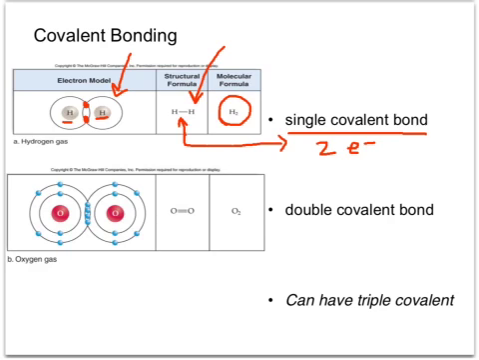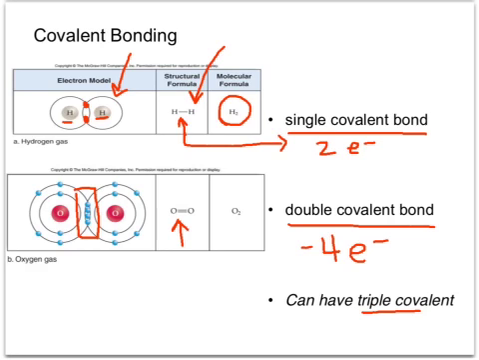So the second type to show here, this is a double covalent bond. So with a double covalent bond, you're going to see 2 lines, because this is showing 4 electrons being shared. So here are your 4 electrons that are being shared in an oxygen molecule. So those 2 lines, each line represents 2 electrons being shared, and so this means that there are 4 electrons being shared in this oxygen molecule.